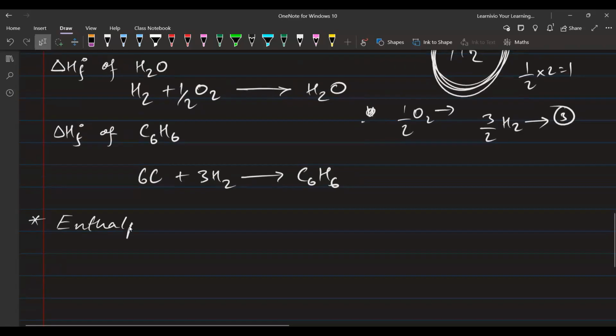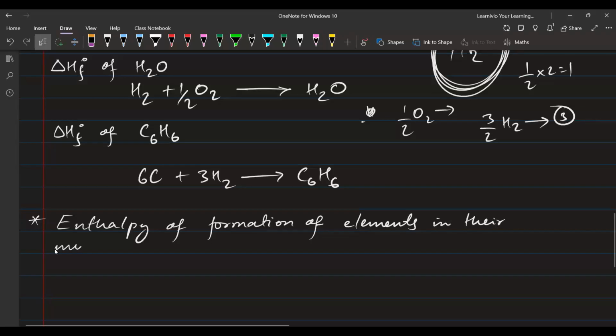Right, next, enthalpy of formation. Enthalpy of formation of elements in their most stable state is 0. What does it mean? It means that the enthalpy of formation of oxygen molecule will be 0.